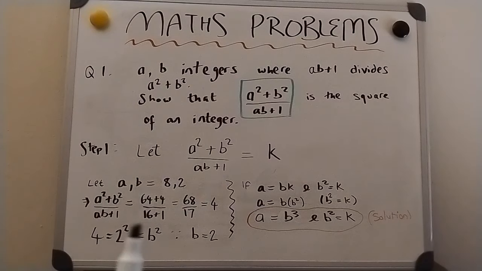And that didn't happen by an accident. That happened, as we've already proved with the algebra that I did earlier, that when a equals b cubed and b squared equals k, this thing works. Likewise, b could equal a cubed because they're invariant, as we proved earlier as well. So guys, you can plug in any values you like as long as a equals b cubed or b equals a cubed, and it will always work.